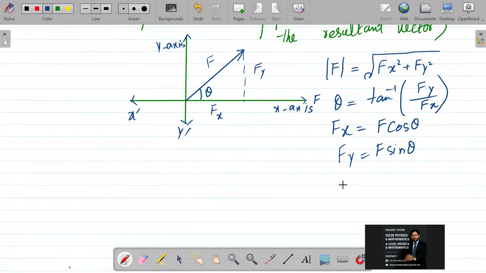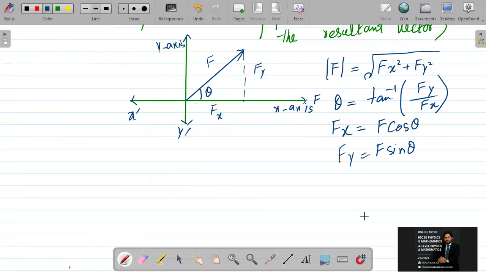In the mechanics mathematics paper, we will also study adding many forces and getting the equilibrium position. We will also discuss that. But right now, we are discussing forces according to dynamics and physics.